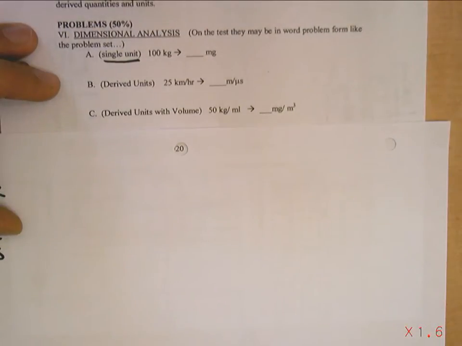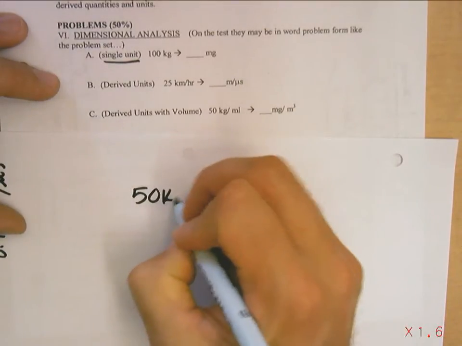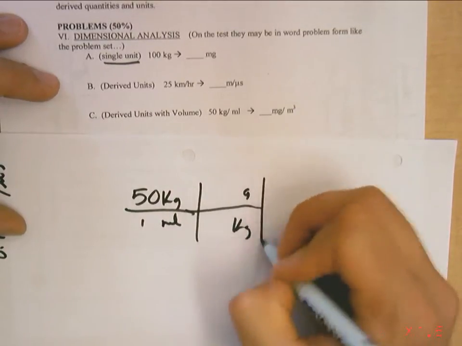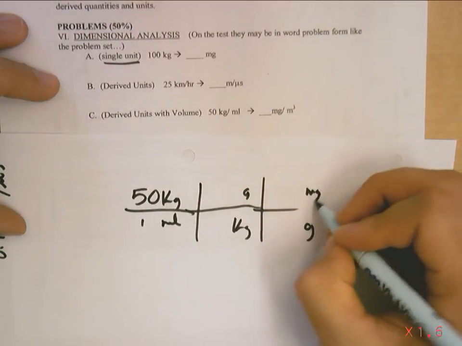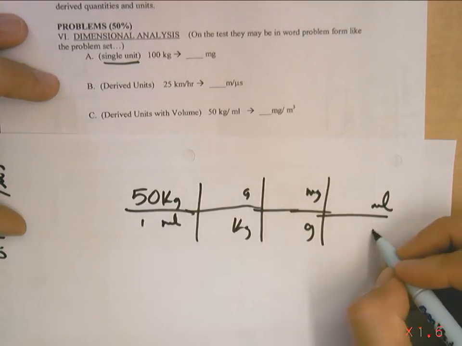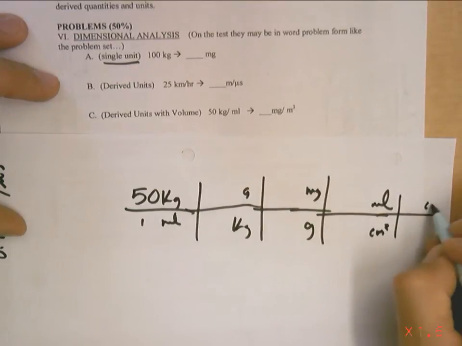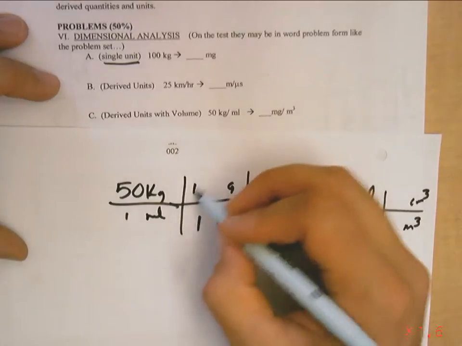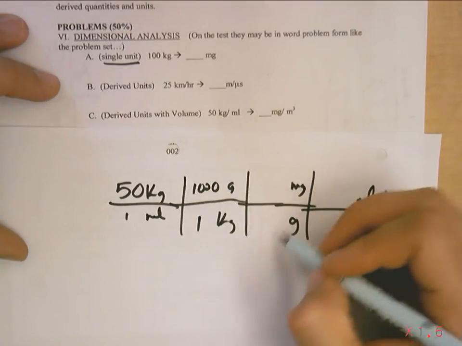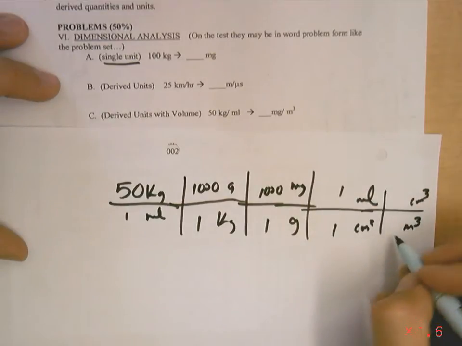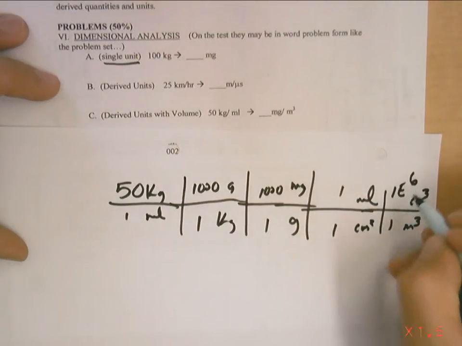Next, here for the next one, we got 50 kilograms per milliliter. So we're going to go from kilograms to grams, and then grams to milligrams. Over here we want to go milliliter to centimeter cubed, and we want to go from centimeter cubed to meter cubed. So that's our setup. It's 1 in 1,000 for the kilogram-gram equivalency, 1 in 1,000 for the gram to milligram, 1 to 1 here, 1 and 1 e to the 6th here.